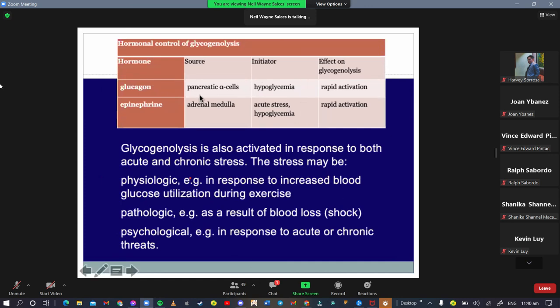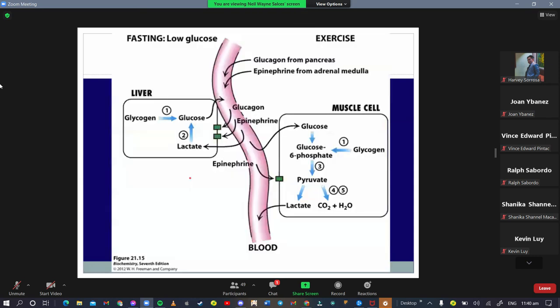So this was already mentioned earlier, the source of your glucagon as well as your epinephrine, no? The initiator usually for your glucagon is the presence of hypoglycemia. The same thing with your epinephrine, but as mentioned, acute stress, because your epinephrine results also from that. So both hormones rapidly activate your glycogenolysis, no?